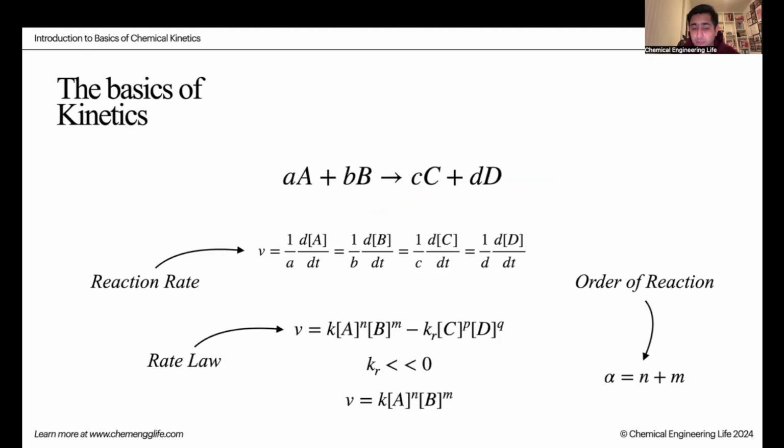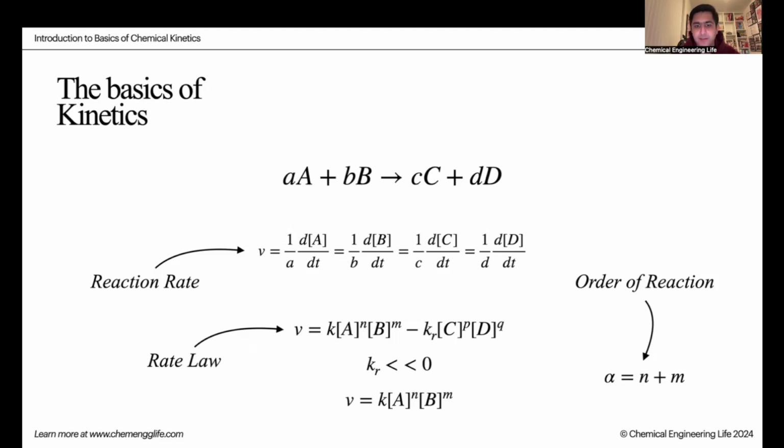Then you have the rate law, and that was the mathematical expression that links your rate constant with the concentrations, and that is written up in that manner. So that's k, the small k, the rate constant, multiplied by [A] to the power of n, [B] to the power of m. The n and the m are the powers for the concentrations, and they define the order of reaction of your chemical reaction.